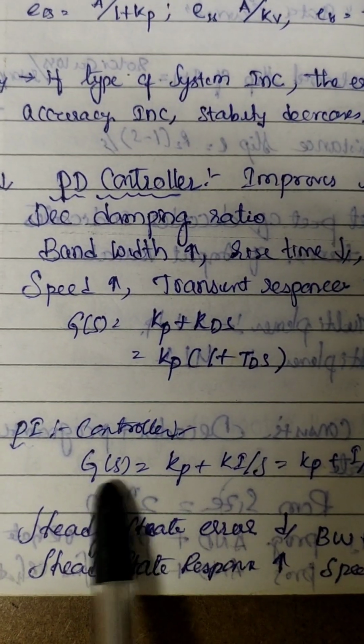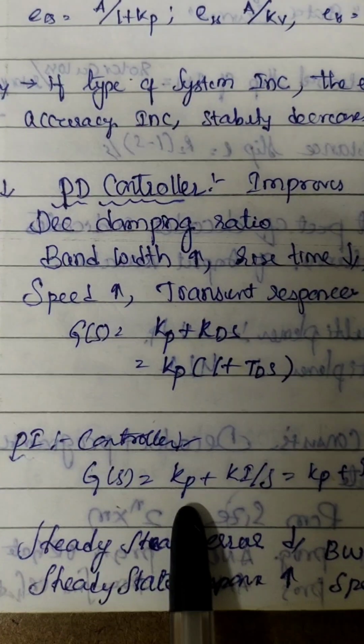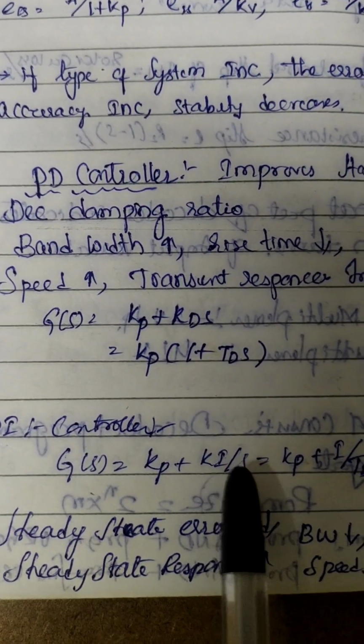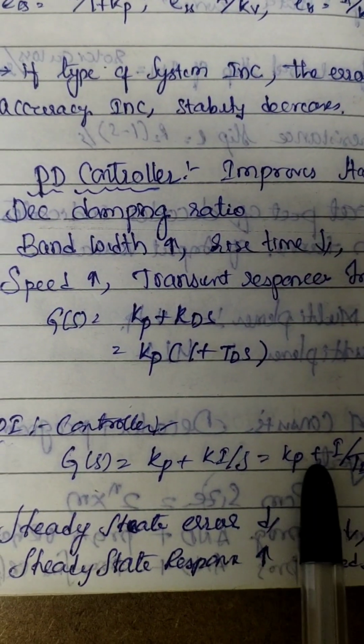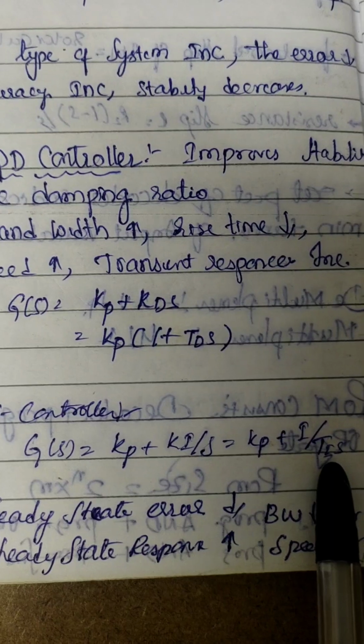This PI controller G of s is equal to Kp plus Ki by s, which is equal to Kp plus 1 by T s.